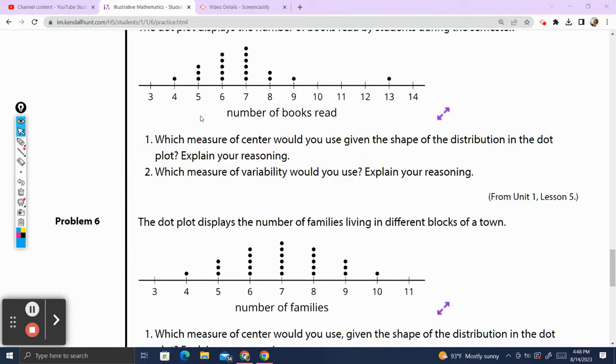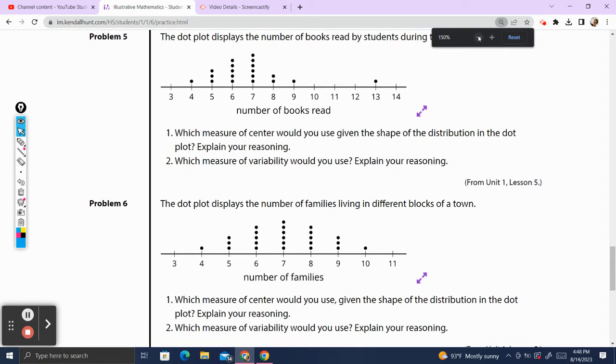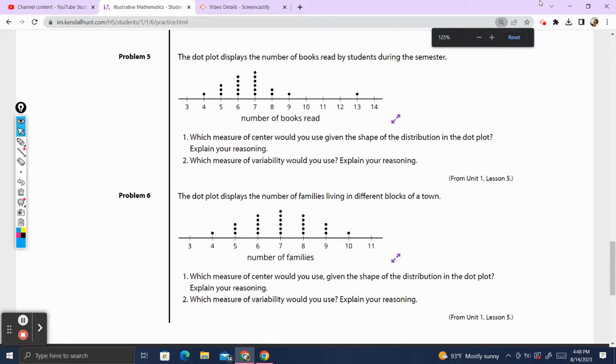We're going back to our dot plots. Now, if you have any questions about dot plots, I recommend you look at some of the older lessons, and that will give you a hand in figuring out what's going on here if you're new to this content. The dot plot displays the number of books read by students during the semester. So we've got the number of books read, with 4 books being the smallest number of books read by a student, and 13 books being the largest. Which measure of center would you use given the shape of the distribution in the dot plot?